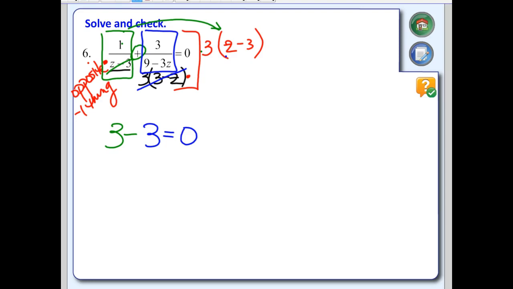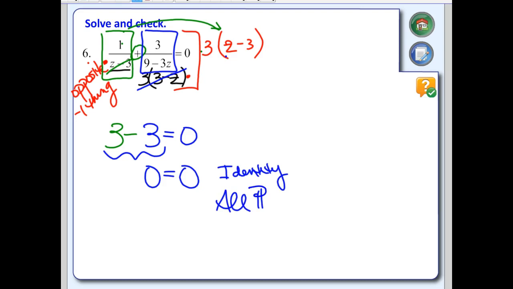So when I look there and we do the math, what's 3 minus 3? Well, 3 minus 3 is 0. Does 0 equal 0? It does. What happens when we get a true statement? Do you remember back in chapter 5? Yeah, identity. Or the other thing we said was the answer could be all real numbers.